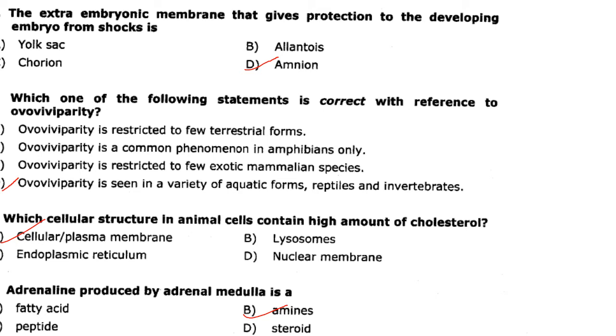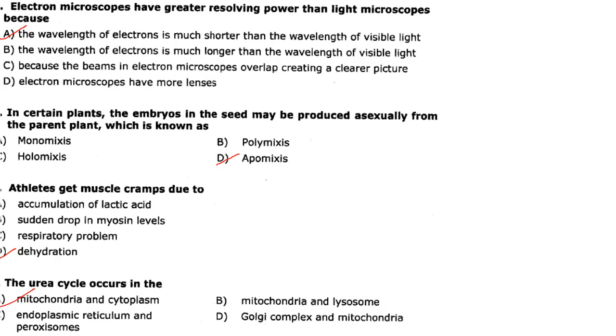Answer is option A. Adrenaline is produced by the adrenal medulla. So what kind of hormone is it? It is an amine. So answer is option B, amines. Electron microscopes have greater resolving power than light microscopes because the wavelength of electrons is much shorter than the wavelength of visible light. That is why they have greater resolving power than light microscopes. Then, in certain plants, the embryos in the seed may be produced asexually from the parent plant, which is known as apomixis. Answer is option D.